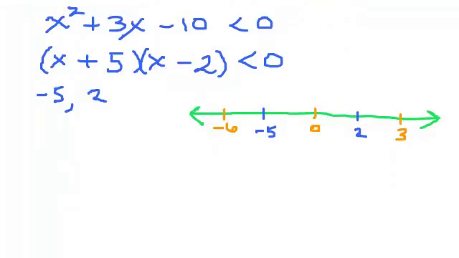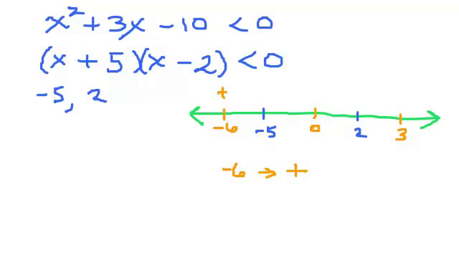Okay. So what we're going to do here is plug in negative 6. We'll draw an arrow here. We're going to plug in negative 6 into this. So negative 6 plus 5 is a negative number. Negative 6 minus 2 is a negative number, and a negative times a negative is a positive. So we're going to put a positive sign right there.